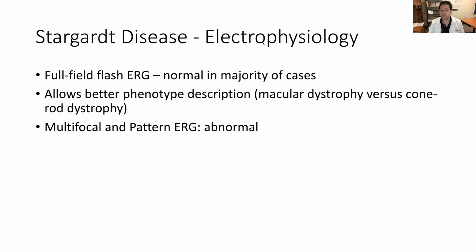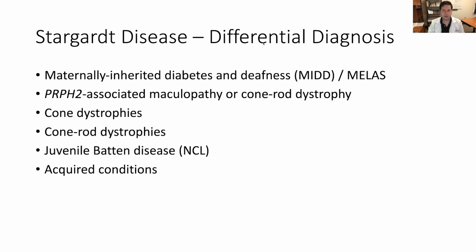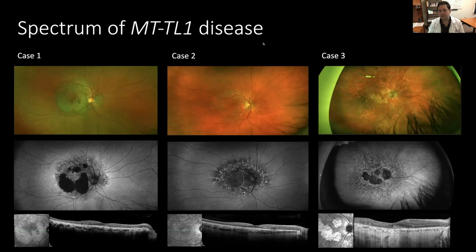But of course, in those patients that are defined as a cone rod dystrophy or a generalized retinopathy, we can't be as confident that they won't change over time. And so it's very important to get electrophysiology, especially a full field ERG in Stargardt disease. There is a differential diagnosis, though, of course, as there is in everything. We can think of mitochondrial disorders, other cone rod dystrophies, cone dystrophies, acquired conditions, and I'll show you some examples.